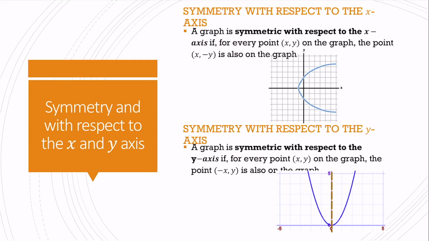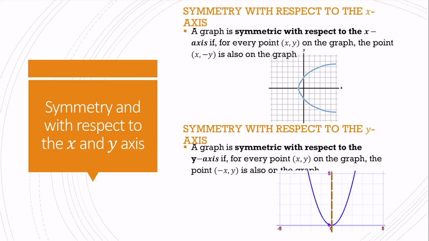The main thing I want to discuss in this section is symmetry. There are 3 different types of symmetry. There's symmetry with respect to the x-axis and symmetry with respect to the y-axis. And then the next one we're going to talk about is symmetry with respect to the origin.